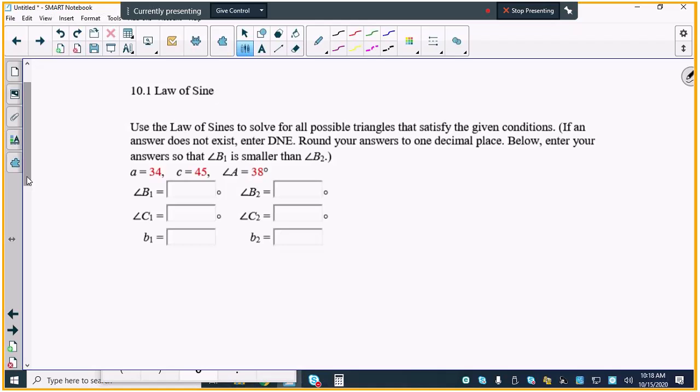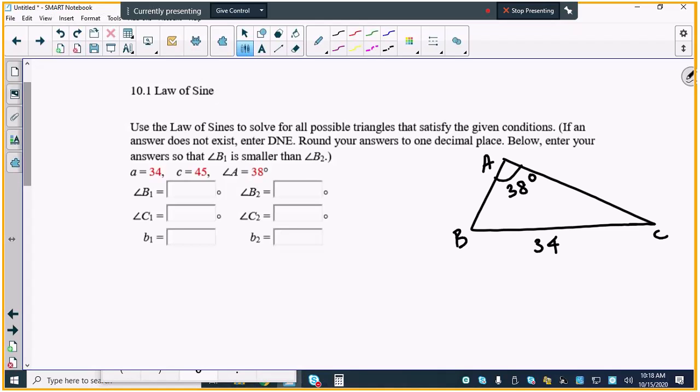So as we talked about, draw the arbitrary triangle, name the angles A, B, and C, doesn't matter where. Angle A is given, and that is 38 degrees, and that's the only angle given to us. Side A is given, and that's 34. Side C is given, and that's 45. So that's how I'm going to label the triangle, and then start working on it.